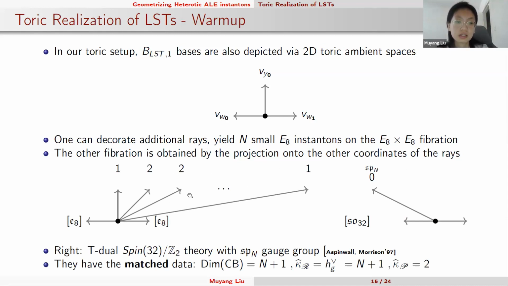As a warm-up, I depict a very easy T-dual pair in the toric geometries. Namely, on the E8 cross E8 side, we place n+1 tensor multiplets, but with trivial gauge algebra on each of them. And they are T-dual to the SO32 fibrations with non-trivial gauge algebra SP(N). And of course, they have matched data, as I mentioned earlier.